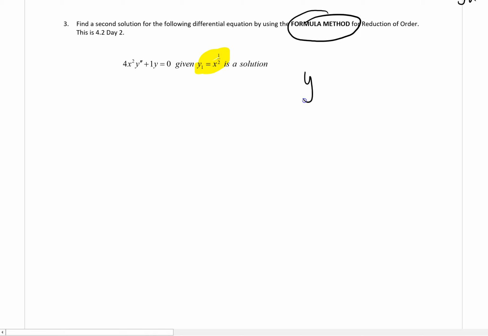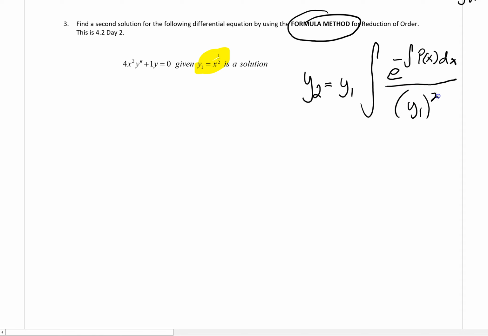But what we're going to see is that the second solution always will follow this formula. Take your first solution, multiply that to the integral of e to the negative integral of p of x dx. We'll talk about what p of x is in just a moment, divided by your first solution squared. And, here's the thing. Of course, you are given a y1. You're given a first solution.